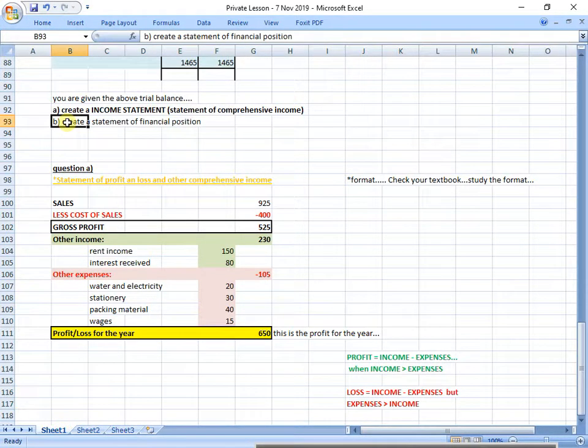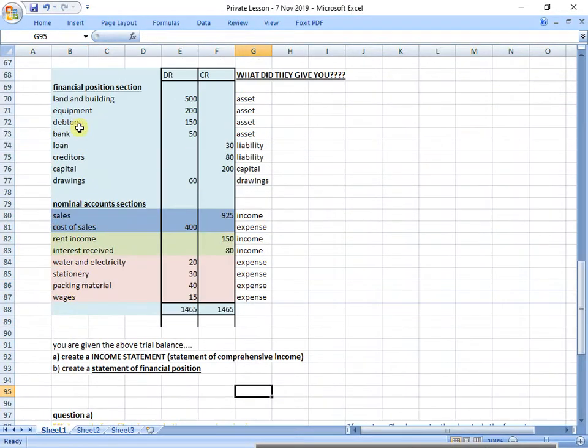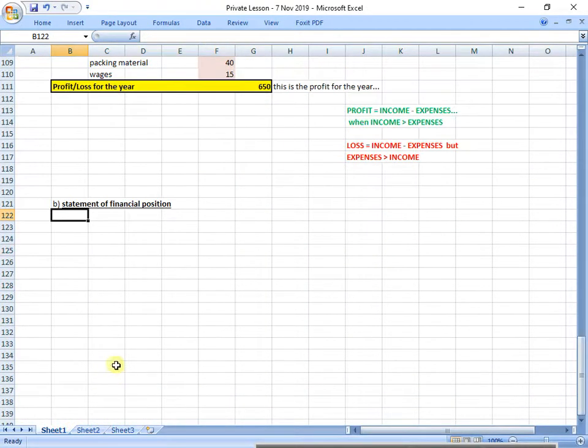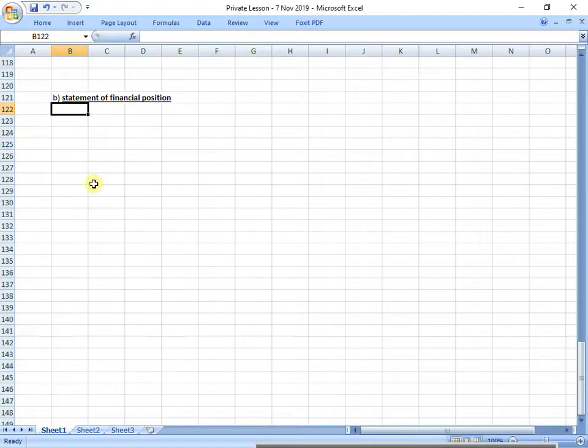Right, let's look at B. Create a statement of financial position. Where's my heading? It's fine. I can take this heading. Let's paste that there. Right, so for B, statement of financial position. Again, go learn your format. I'm going to give you the basic format. You'll have a section for assets. Assets are broken up into non-current assets and current assets.